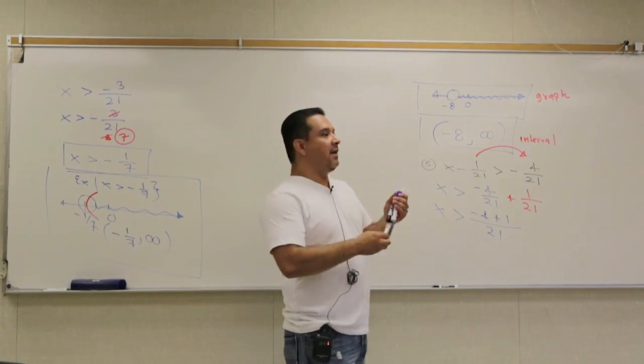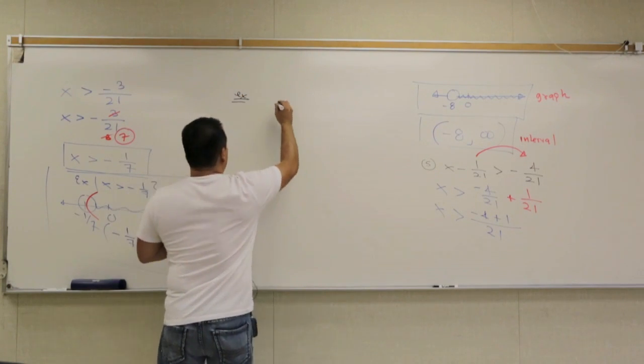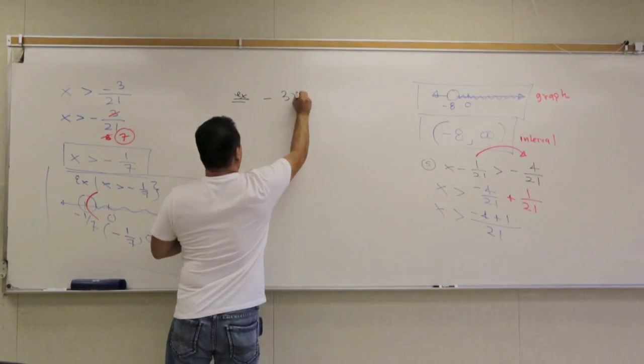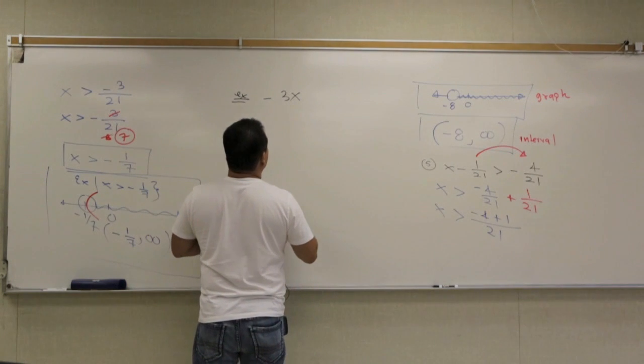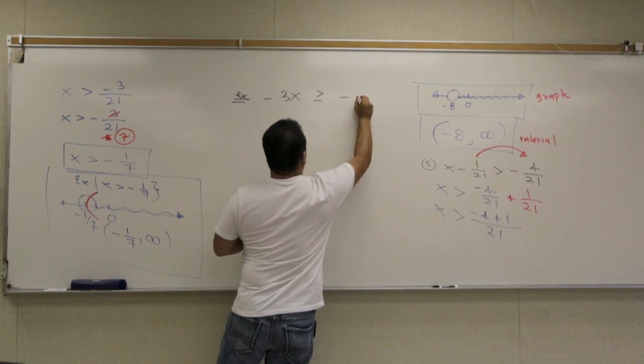Okay, so take a look at this example. Here's another very famous issue that I want to deal with. What if you have negative 3x, for example, is greater than or equal to, let's say, negative 12.